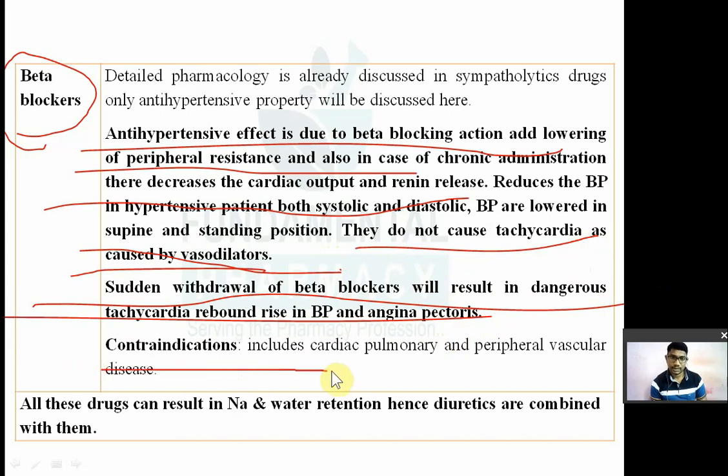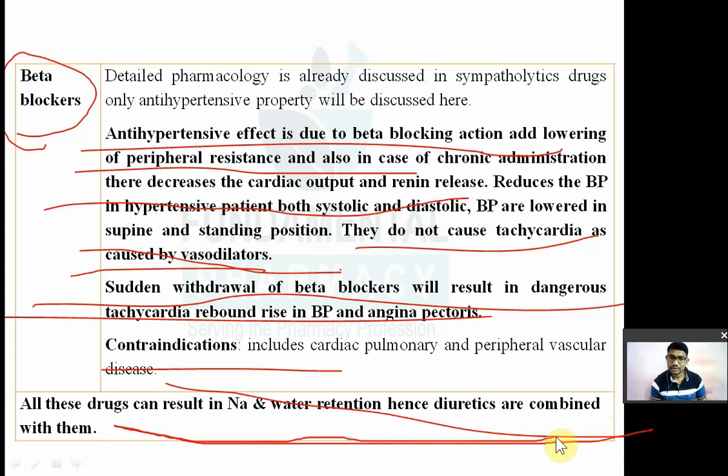It includes cardiac, pulmonary and peripheral vascular disease. तो जिसको cardiac, pulmonary and peripheral vascular disease है उसमें beta blocker use नहीं करेंगे. All these beta blockers can result in sodium and water retention and hence diuretic drugs are combined with the beta blockers, because all beta blockers can increase the sodium and water retention. That's why you have to give these beta blockers with the diuretics.